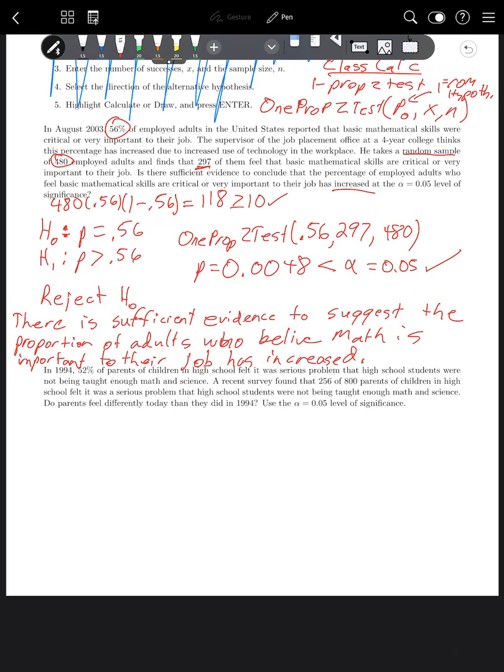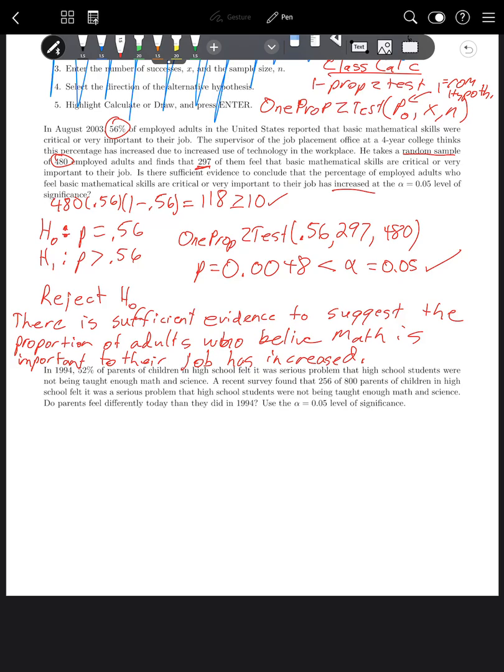So the second one says, in 1994, 52% of parents of children in high school felt it was a serious problem that the high school students were not being taught enough math and science. A recent survey found that 256 of 800 parents of children in high school felt it was a serious problem that high school students were not being taught enough math and science. Do parents feel differently today than they did in 1994?